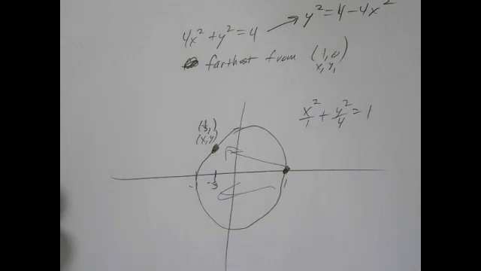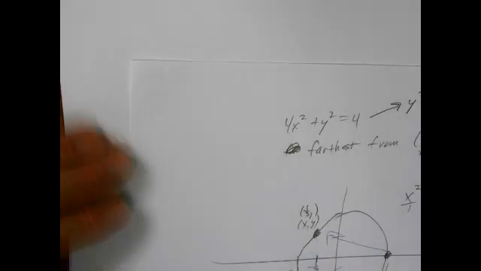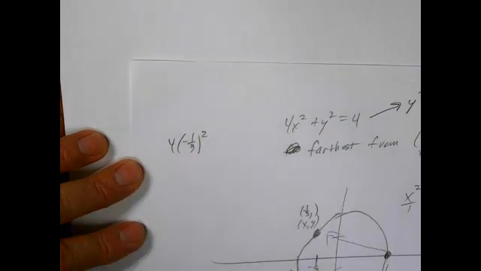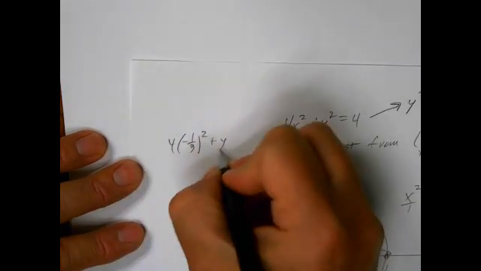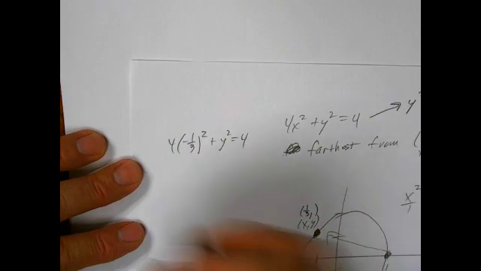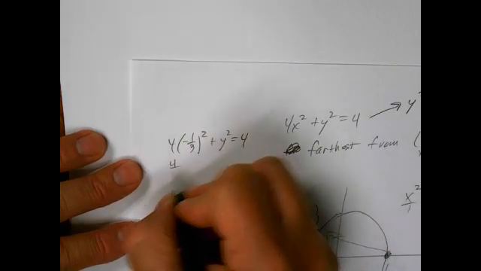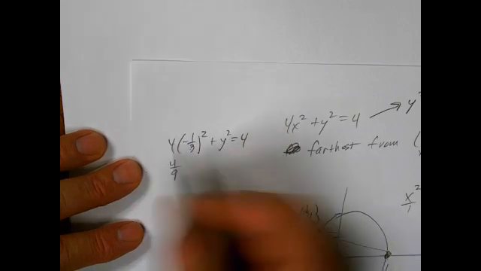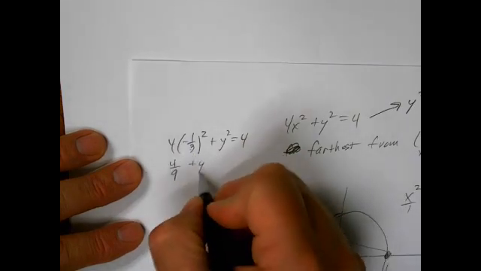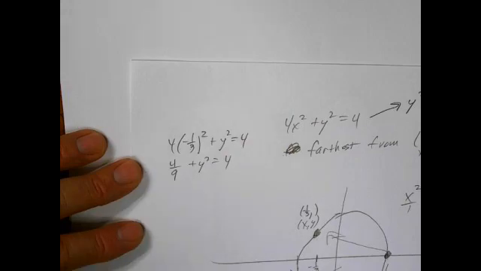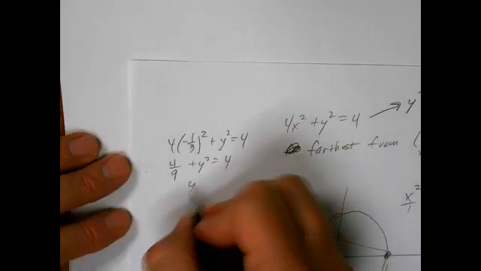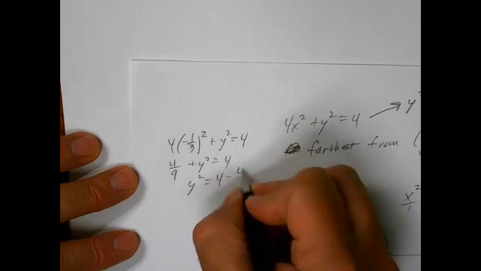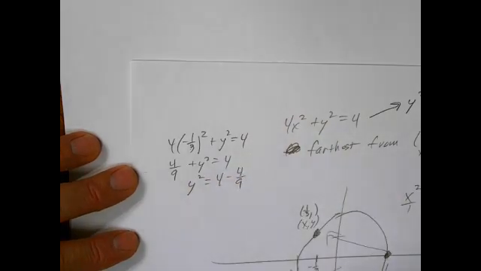And plugging that back into the original, 4 times (negative 1/3) squared plus y squared equals 4. That is 4/9. If you square the negative 1/3, you get a 9, times 4. There's where the 4/9 comes from. Plus y squared equals 4. Subtracting, y squared is 4 minus 4/9. So subtracting that over to the other side.